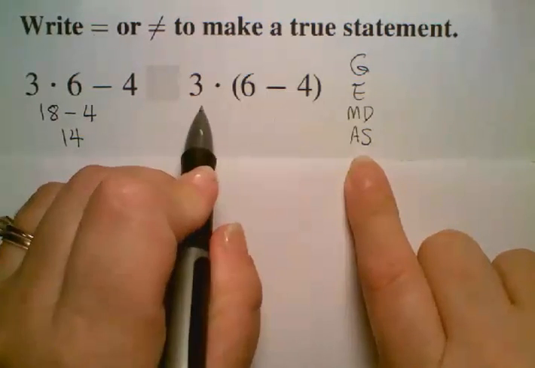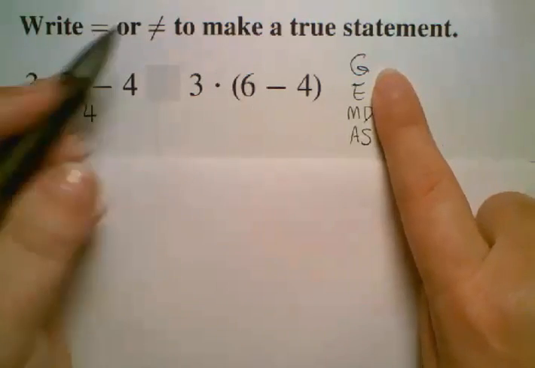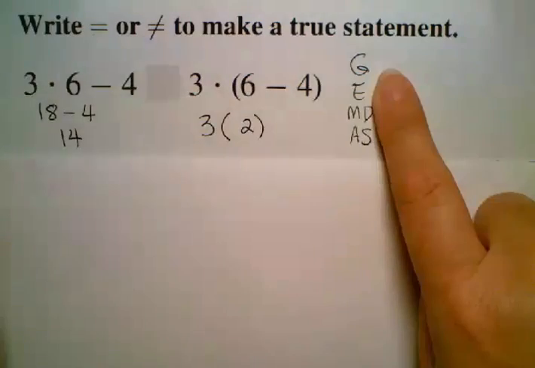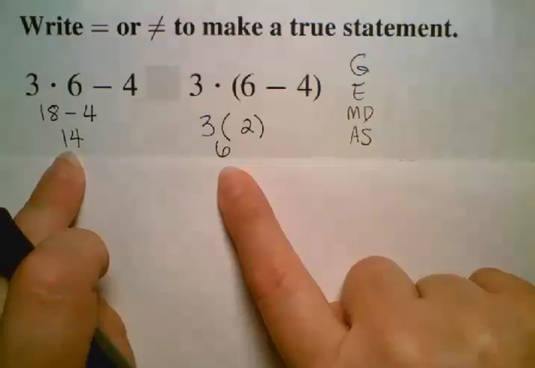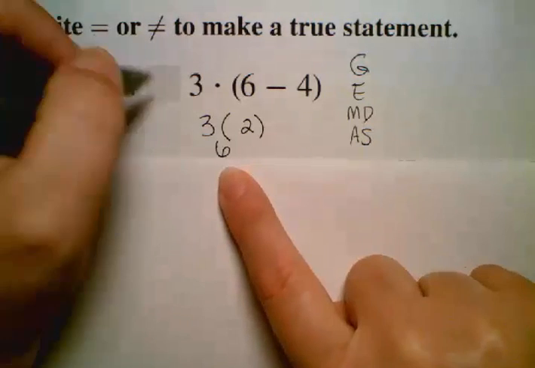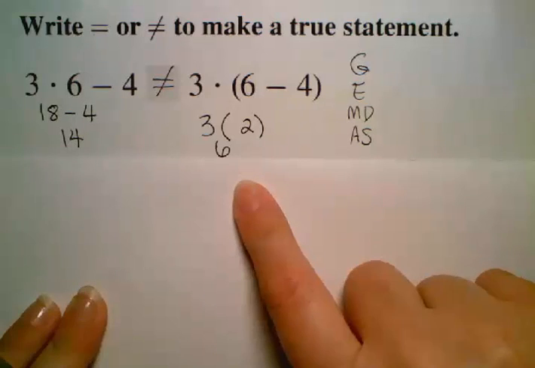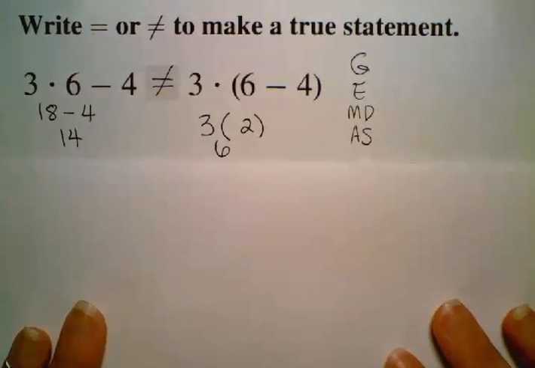Okay, now we're ready to do this side. We've got to do grouping symbols first, so we've got to do 6 minus 4 first. That gives us 2, and our final answer is 6. Are they equal to each other? No, of course they're not. So we're going to put the is not equal to sign. And that's how you should do each one of the problems in this section.